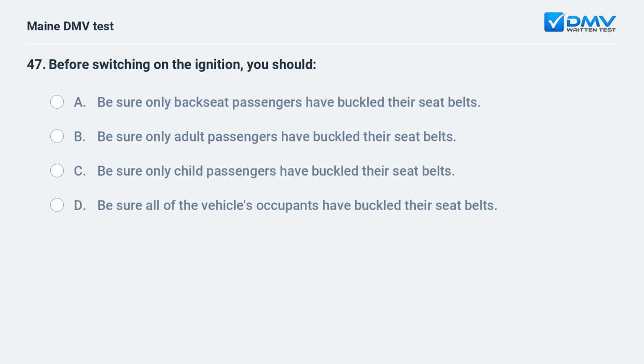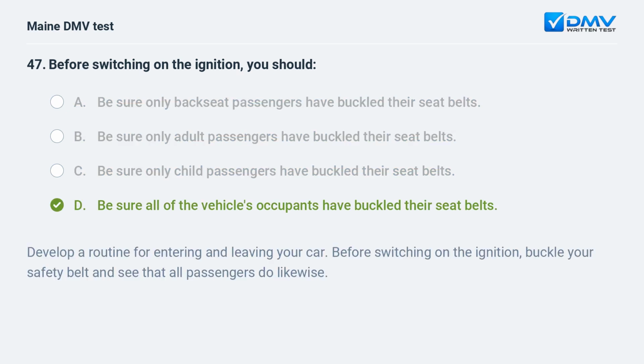Before switching on the ignition, you should A. Be sure only backseat passengers have buckled their seat belts. B. Be sure only adult passengers have buckled their seat belts. C. Be sure only child passengers have buckled their seat belts. D. Be sure all of the vehicle's occupants have buckled their seat belts.